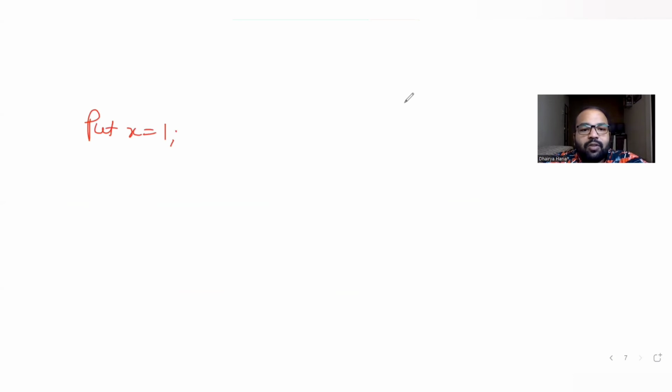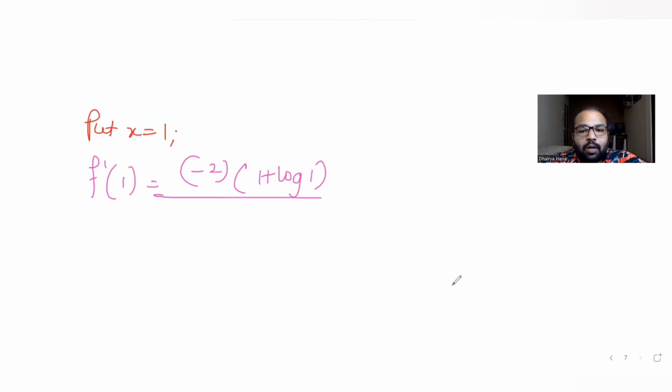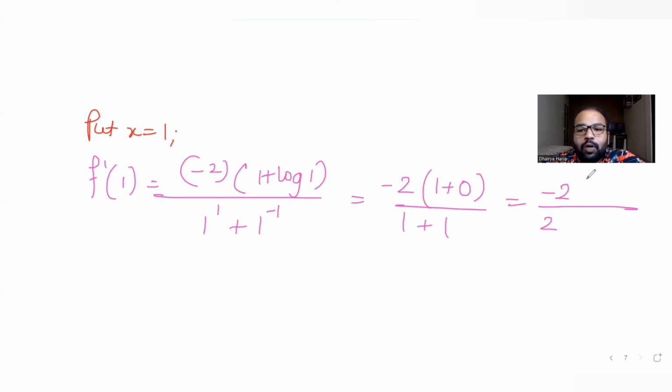What do I get as the answer for the question? That is f dash of 1. So f dash of 1, I'm just putting x as 1 here. It makes it minus 2, 1 plus log 1 upon 1 raised to 1 plus 1 raised to 1. So this becomes minus 2, 1 plus log 1, as you know, it is 0. Here 1 raised to 1 is 1, plus 1 raised to minus 1, that is also 1 upon 1 raised to 1, so that's also 1. So you get minus 2 upon 2. So this gets cancelled. You get answer as minus 1.